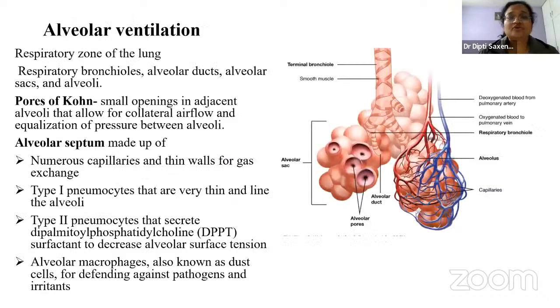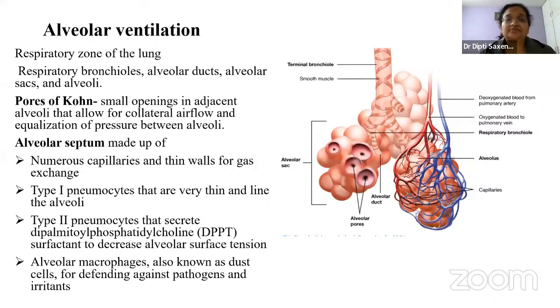Now, the respiratory zone of the lung is what comprises the alveolar ventilation. It is made up of respiratory bronchioles, alveolar ducts, alveolar sacs, and alveoli. Now, there are small openings in adjacent alveoli that allow for collateral airflow and equalization of pressure between alveoli. This is important and prevents trauma to the alveolar space if there is increased ventilation.